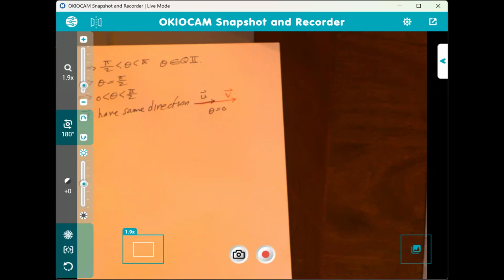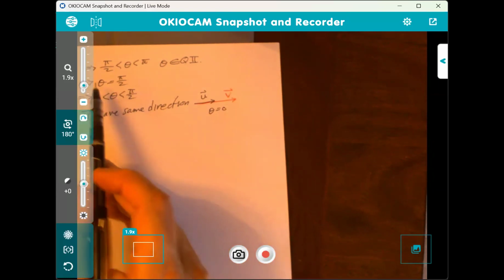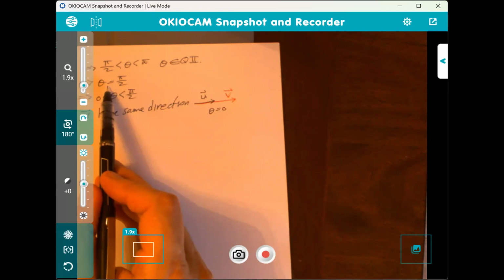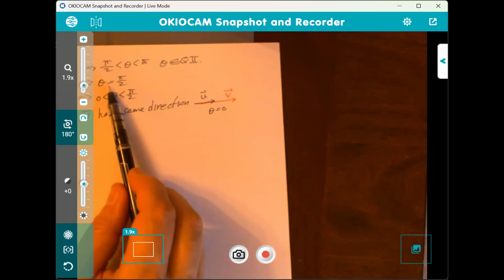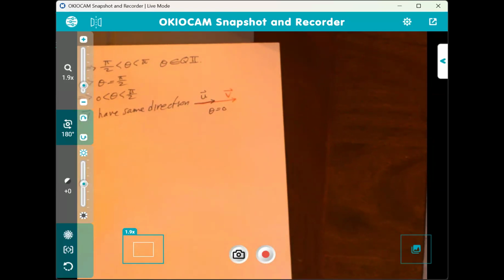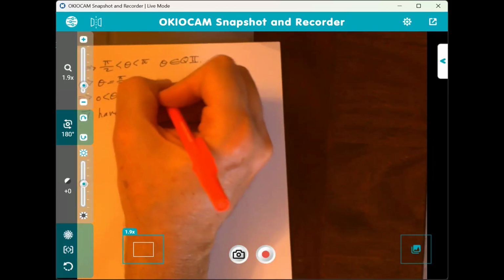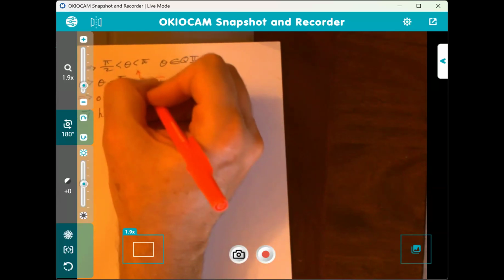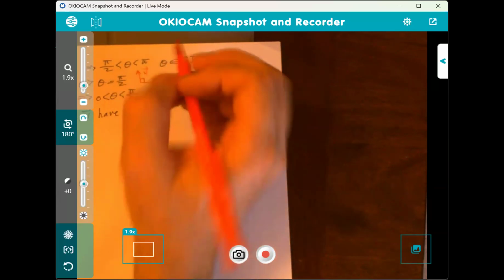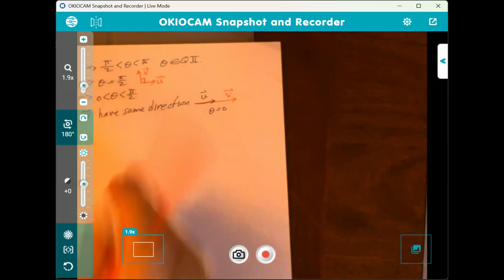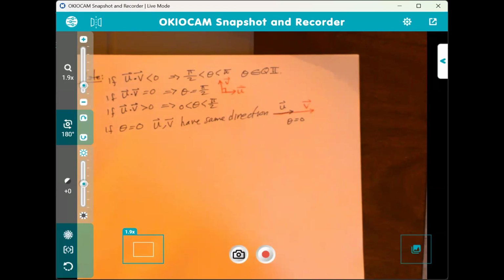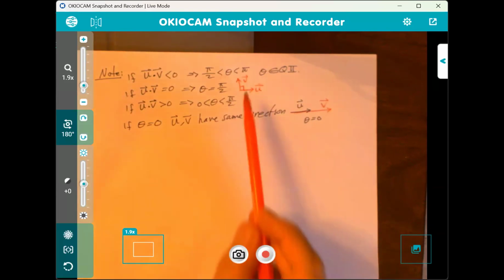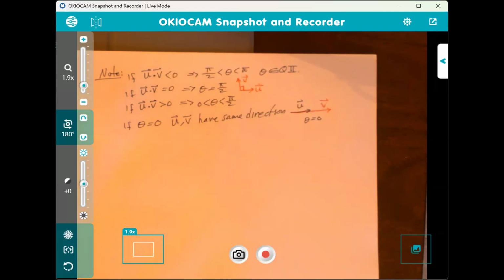If theta is pi/2, the dot product is 0. What do we know about it? The angle between them is 90 degrees. So that means the two vectors are orthogonal, and we'll get to that one in a moment. So that means they're perpendicular to each other.